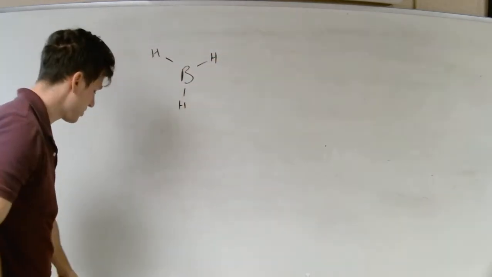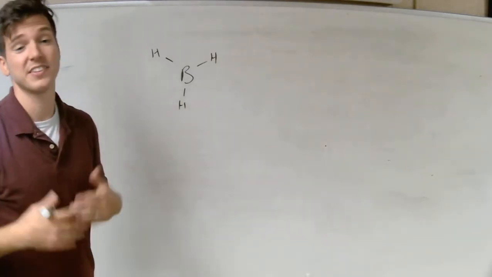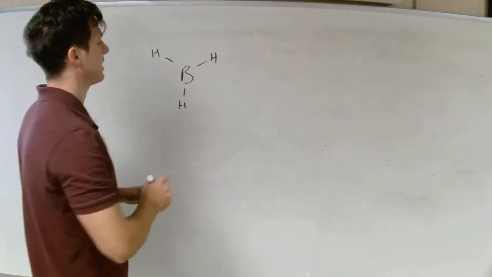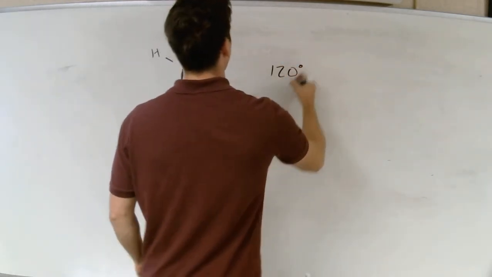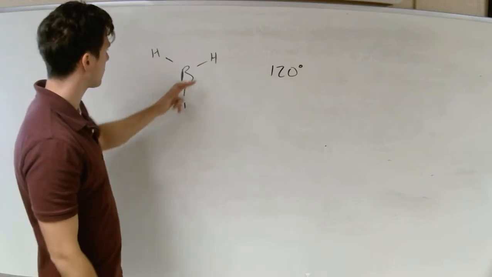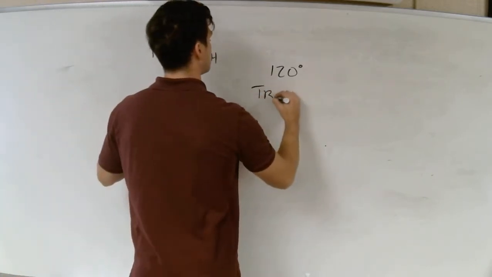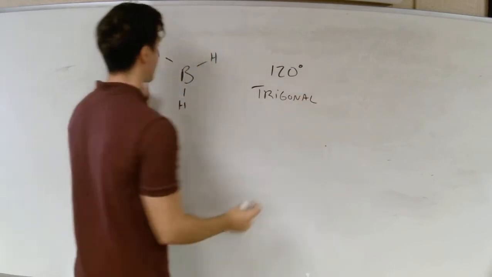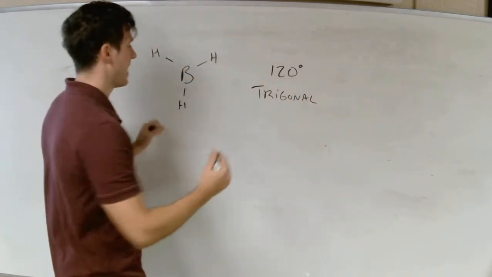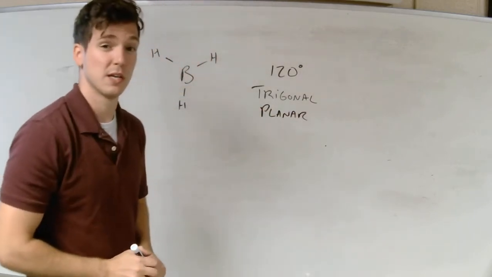Okay, BH3 has 3 domains around it. If it's got 3 domains around it, 1, 2, 3, it's always going to be 120 degrees. And since it's got 3 atoms around it and no lone pairs, its name is trigonal because it's got 3 atoms surrounding it. And it is called planar.